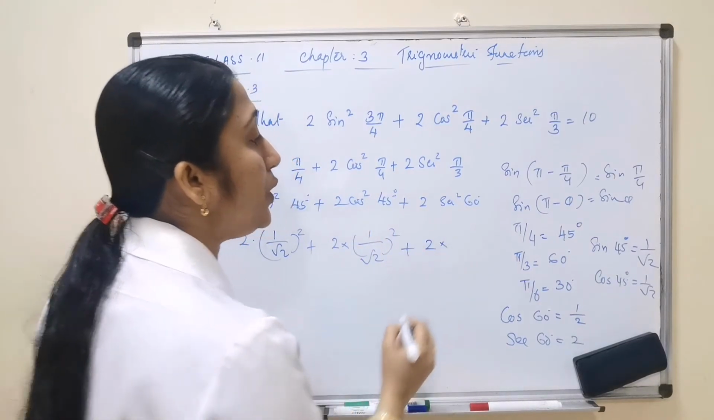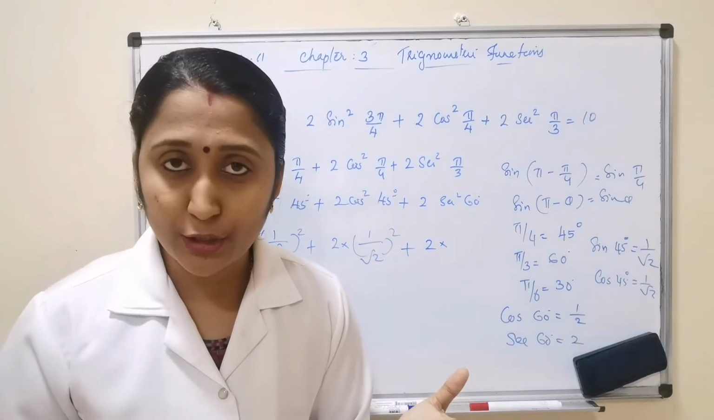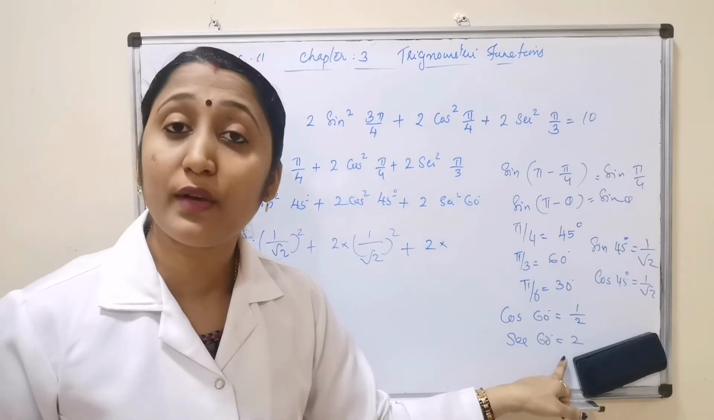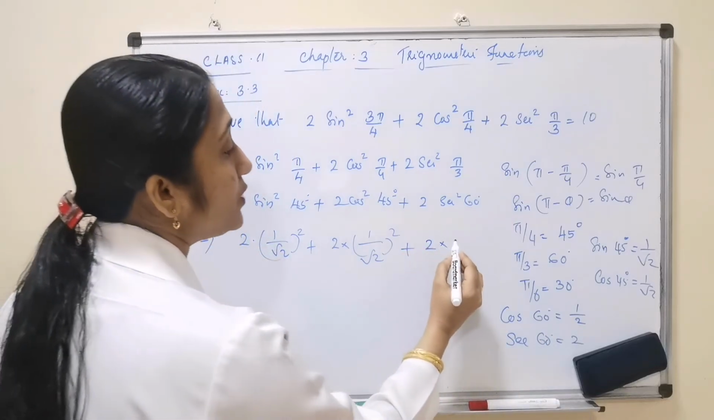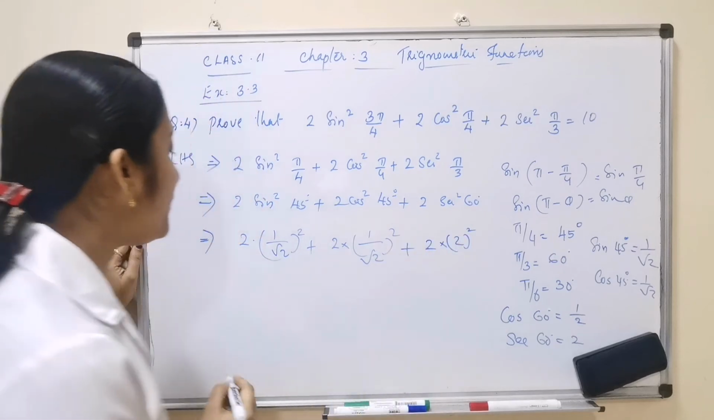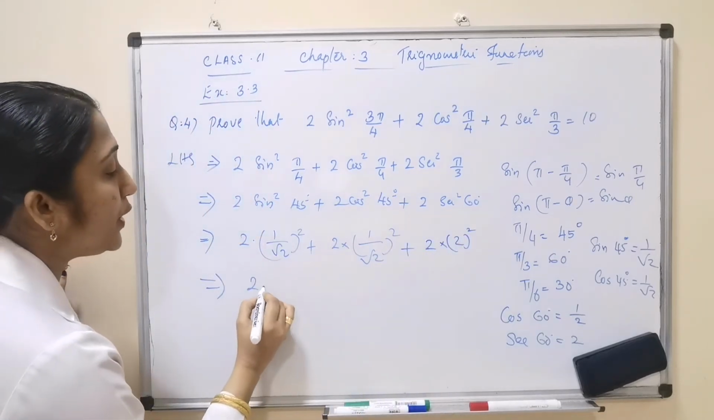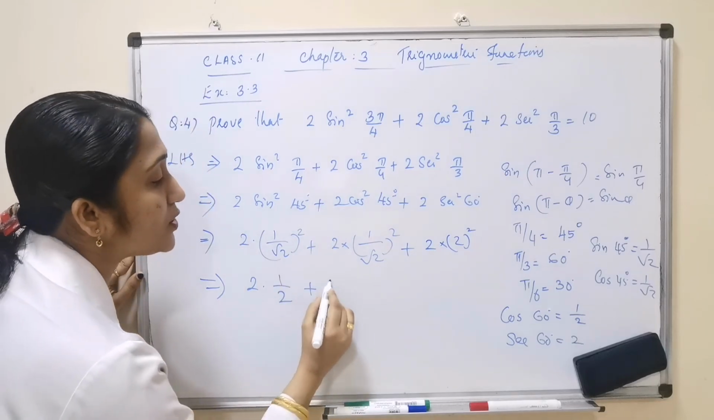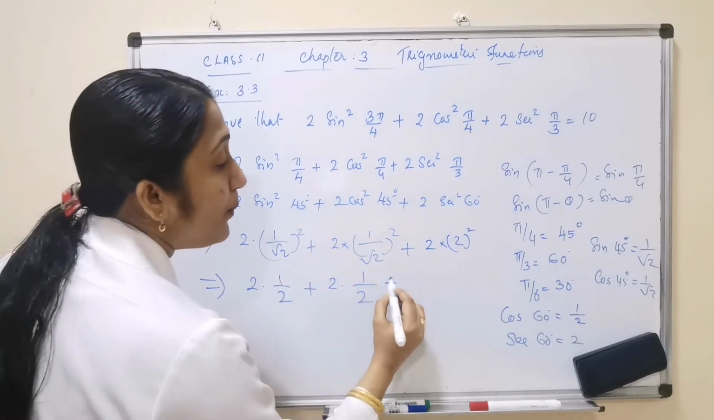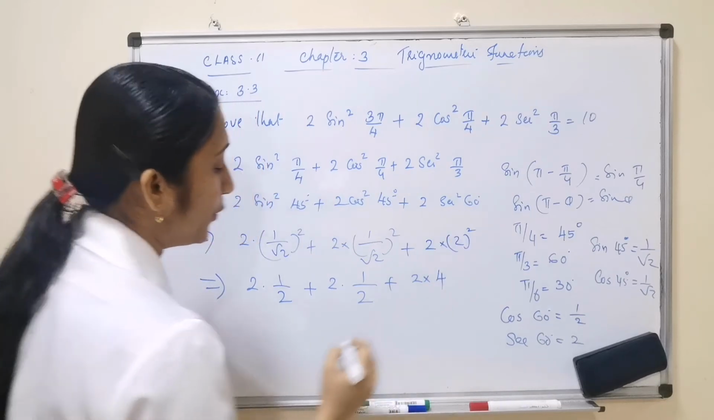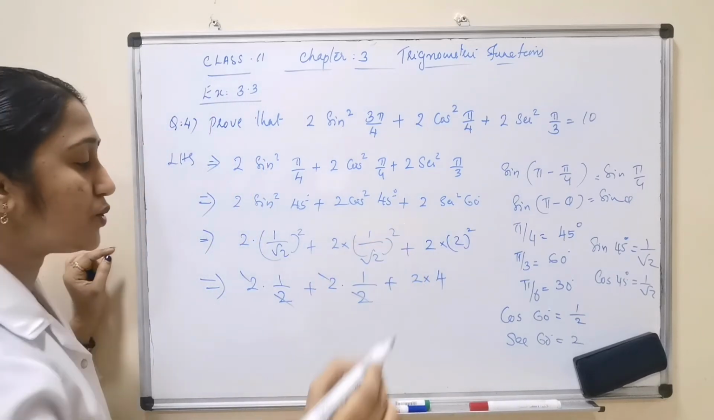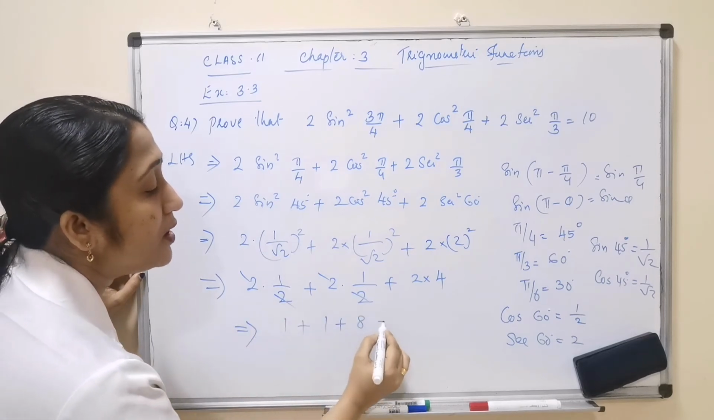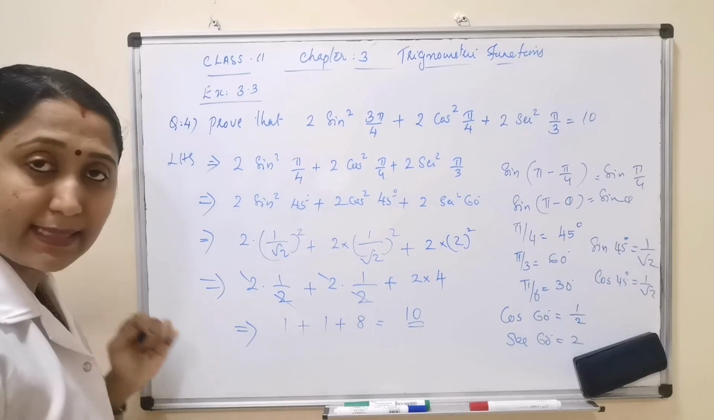Plus 2 into sec 60. Cos 60 is 1 by 2, and sec 60 is the reciprocal, so the value will be 2. So 2 into 2 square. Let us solve: 2 into (1 by root 2) the whole square is 1 by 2, plus 2 into 1 by 2, plus 2 into 2 square, which is 4. The 2s cancel. The answer will be 1 plus 8, so the answer is 10.